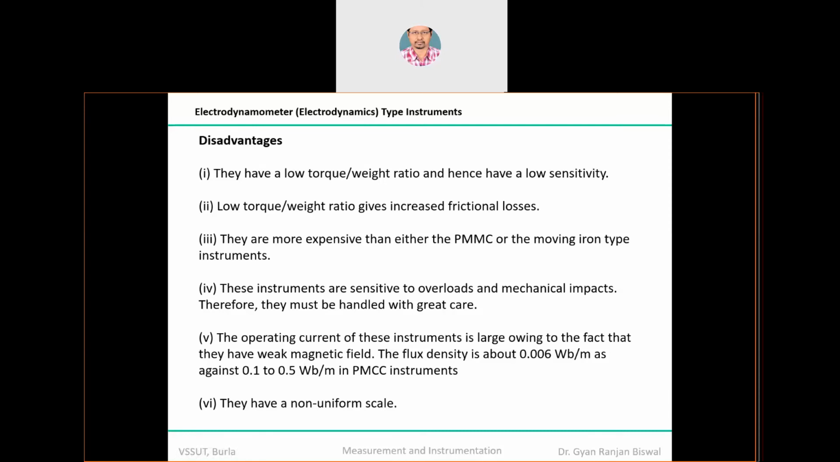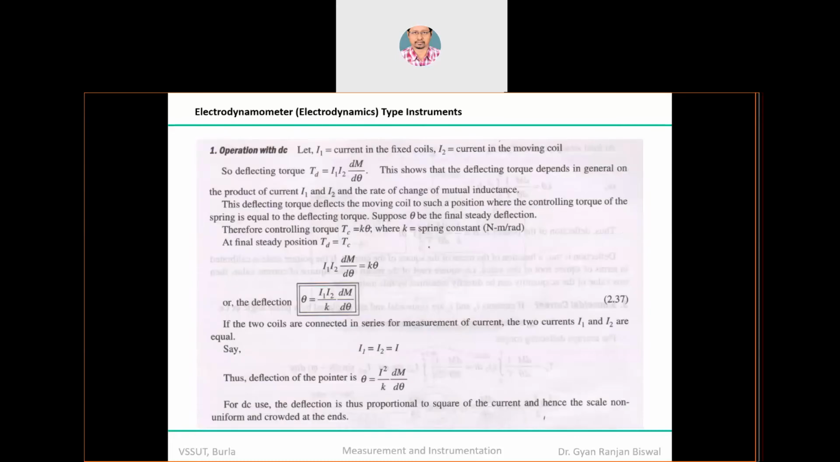Obviously, the scale is non-uniform, but you can convert it into a uniform one. Because the reading you are always getting is in terms of I, the RMS value of the current, and the torque is proportional to I square. So once you have those square values, you prepare a lookup table, and using that lookup table, we can calibrate the pointer. Once that calibration is done, the same scale of the pointer can give you a uniform reading. So there is a technique.